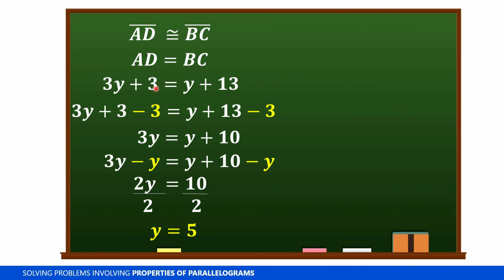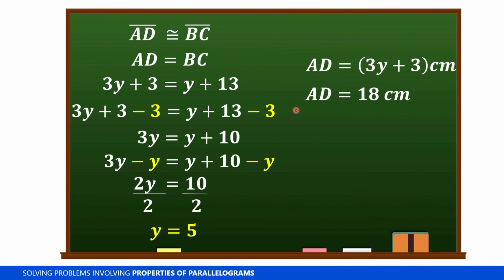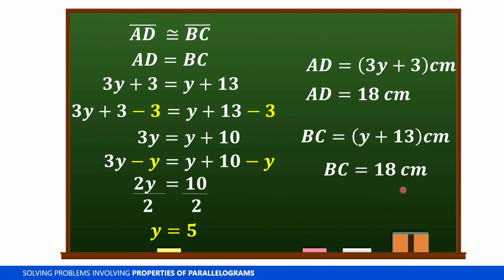Now let's use this to determine the length of AD and BC. If AD is 3y plus 3, substituting 5 for y, again, 5 is from the value of y here. So we have 3 times 5, that is equal to 15 plus 3, that is equal to 18. So AD is equal to 18 centimeters. Next, BC is equal to y plus 13. So if y is 5, we have here 5 plus 13, which is equal to 18 centimeters also. So AD is 18 centimeters and BC is 18 centimeters also.